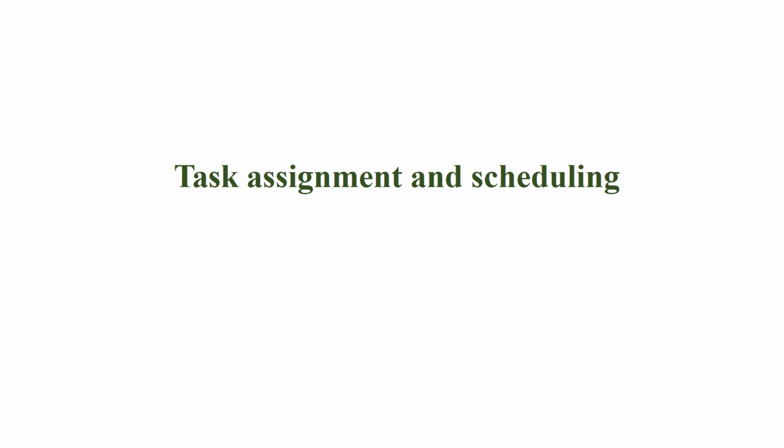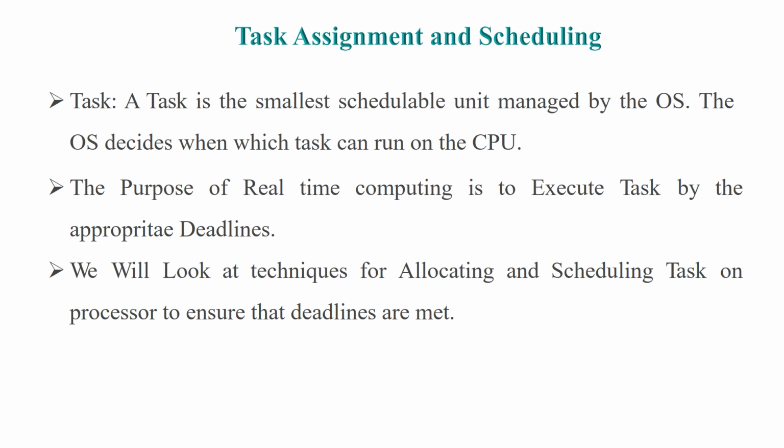Task assignment and scheduling. So what is a task? A task is the smallest schedulable unit managed by the OS. The OS decides which task can run on the CPU and when. The purpose of real-time computing is to execute a task by the appropriate deadline.